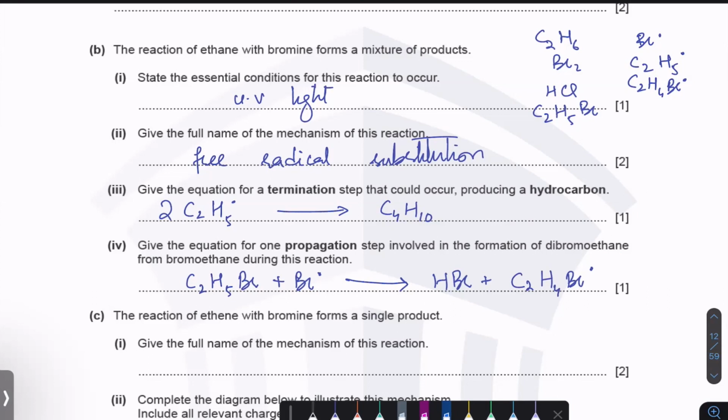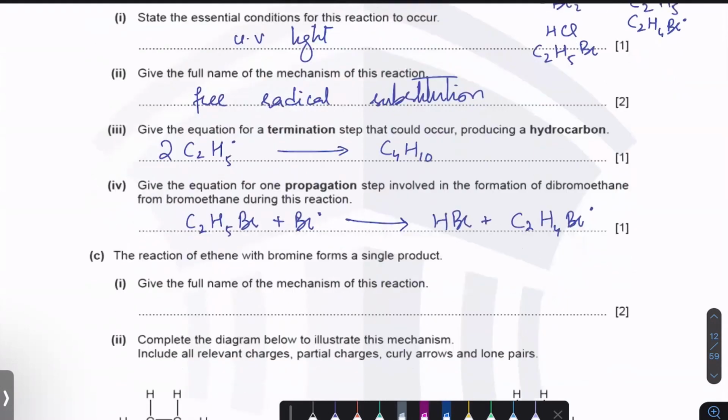Sir? Yeah. So we could also write C2H4Br radical plus Br2. That would also be fine. Yes, of course, because they asked us to write just one step.